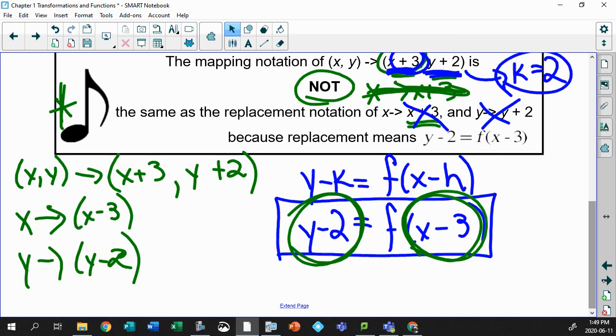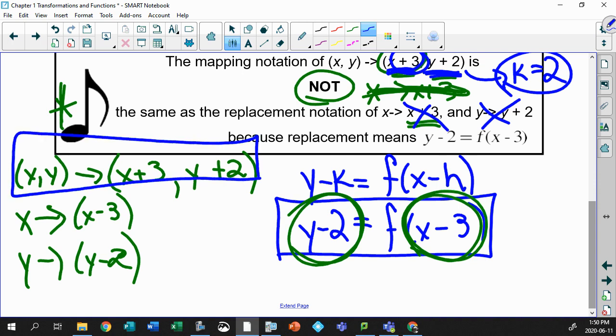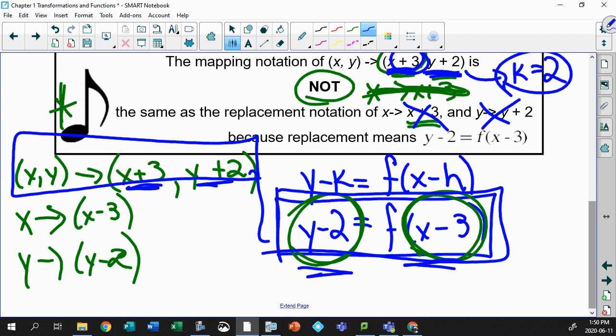This is crucial. So don't confuse mapping, which looks like that, with the actual function, which looks like this. Two separate things. This is the point. This is the function. Keep them separate.